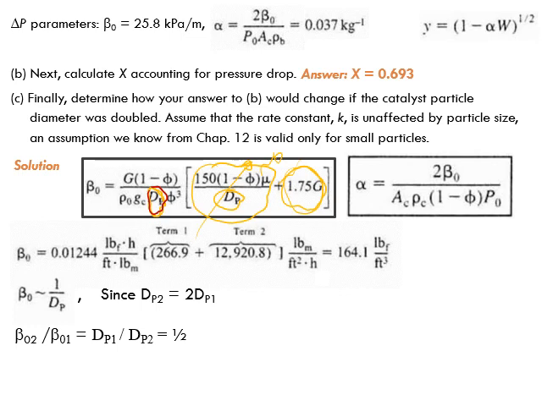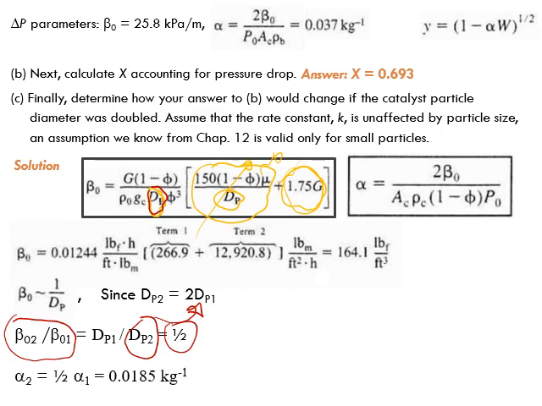Okay, do we have a relationship between dp2 and dp1? Yes, we do. So let's substitute for dp2 with this equation. So dp2 equals 2 dp1, and therefore we get a relationship between the new beta naught and the old beta naught to equal half. Okay, good. That means beta naught 2 equals half beta naught 1, correct?